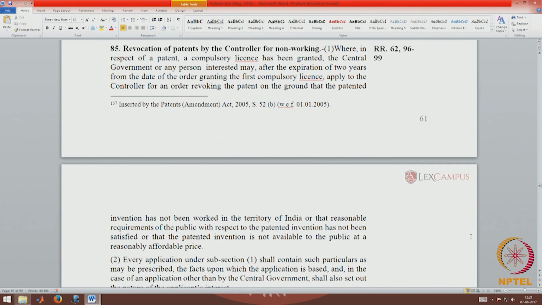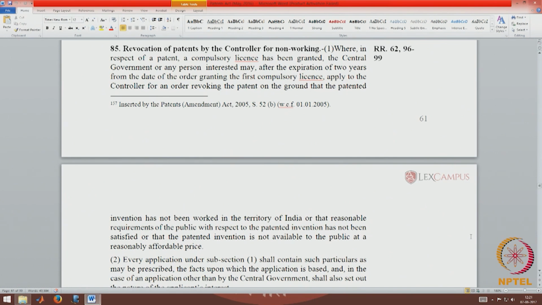Now 85(1) states that where in respect of a patent a compulsory license has been granted. So, one of the requirements for the revocation under 85 to kick in is that the patent should have been compulsory licensed, which means the patent was granted and after 3 years someone applied for a compulsory license and the compulsory license was granted.